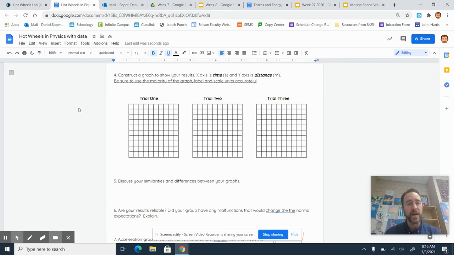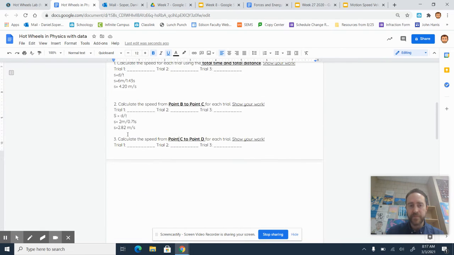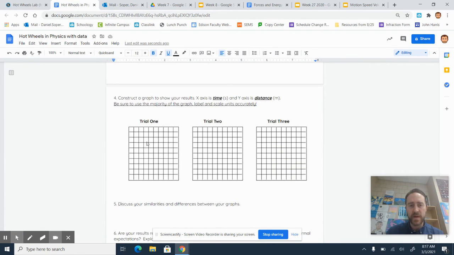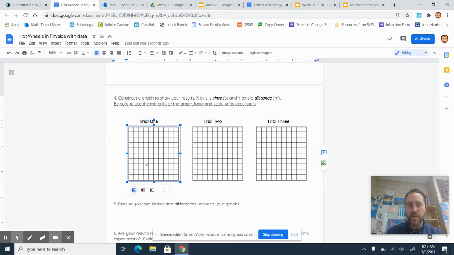I'm going to show you what to do here. Graphing on computer is really tough, so if you can print it out, that would be awesome. Otherwise, just visualize what your graph would look like. Take the data from the table and visualize where you would put it on here.